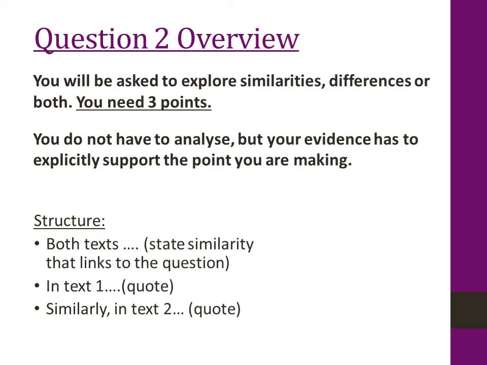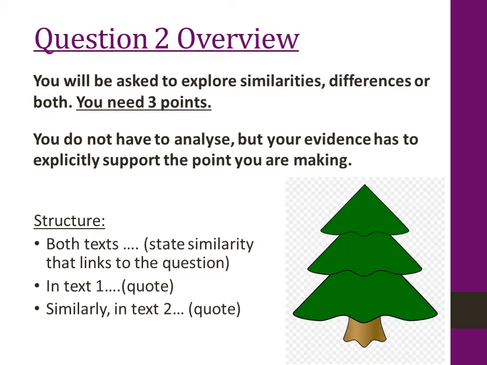So in terms of your structure, you could start with both texts and then state a similarity that links to the question, or if you're contrasting them, you'd say, on the one hand, text 1, and then quote, on the other hand, text 2. However, assuming similarity, both texts, in text 1, quote, similarly in text 2, quote. So you've used your comparative connectives and you've quoted from both texts.